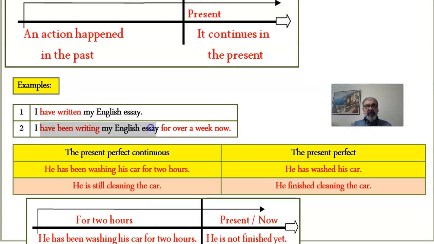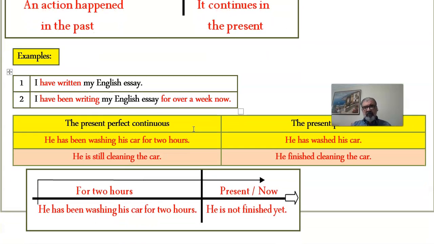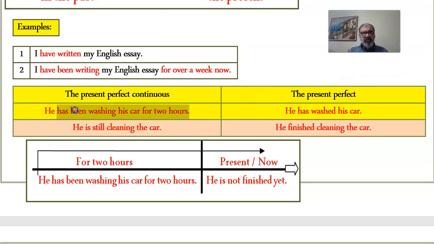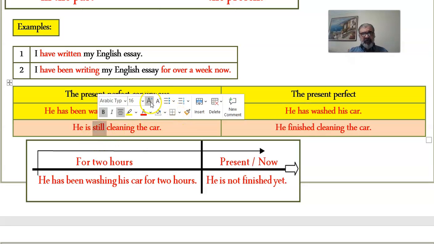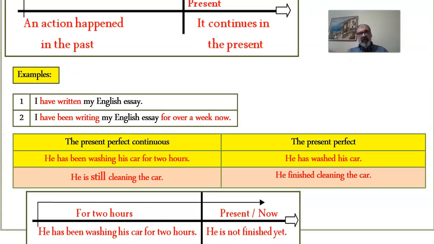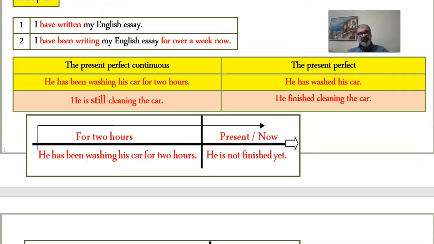I have been writing my English essay for over a week now. It's a bit long. It could be a dissertation, something for your master's degree. Okay, so now you still need more time. You haven't finished yet. More examples. If you say, he has been washing his car for 2 hours, present perfect continuous, it means that he is still, again, this is the key word I told you about. He's still what? Washing his car. Okay? Again, he is still washing his car.